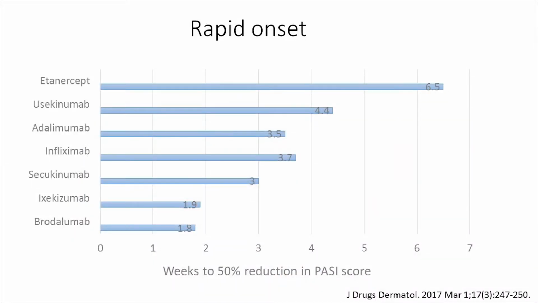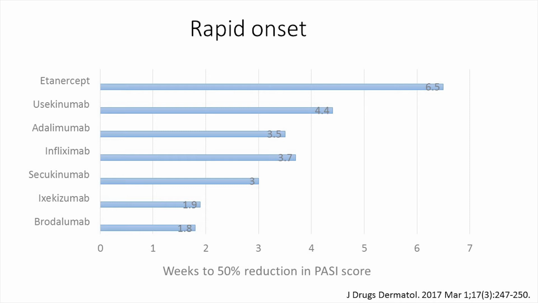As I mentioned, with these drugs, we can see just looking at the individual studies, the rapid onset of action. And this is a study where they went back and looked at the phase 3 studies for each of these drugs and looked at at what week did they see a 50% reduction in PASI scores overall. So that gave us an idea of how quickly these act relative to each other, and it gives us something that we can tell patients.